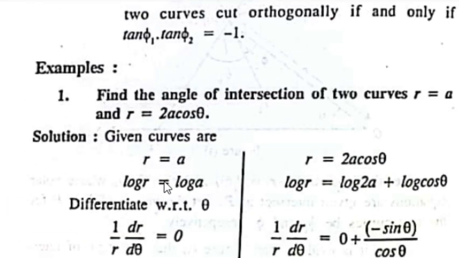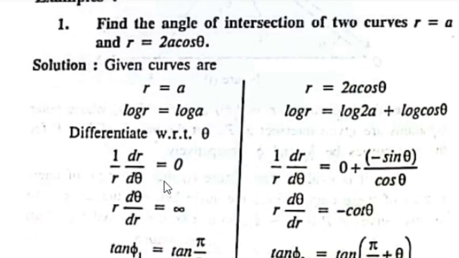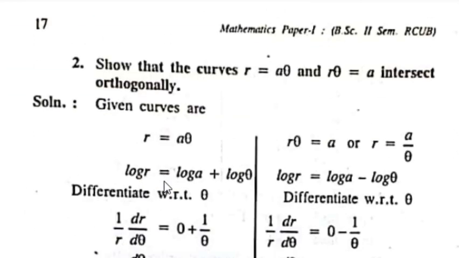The terms cancel each other, you will get minus theta. The absolute value of minus theta is plus theta. So alpha is equal to theta. So this is how we find the angle of intersection of two curves. Okay, so next we take another problem.